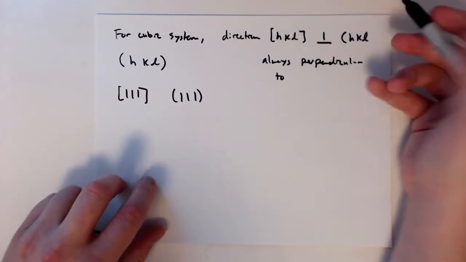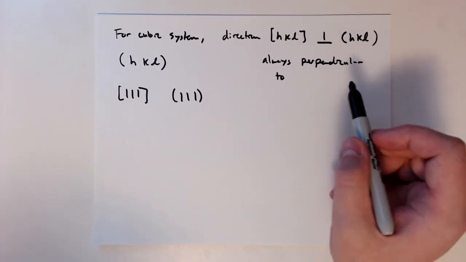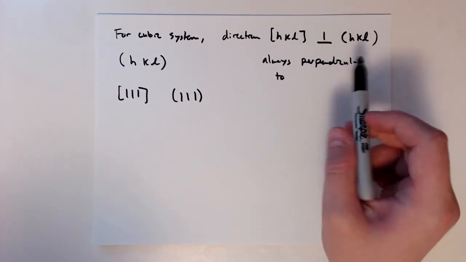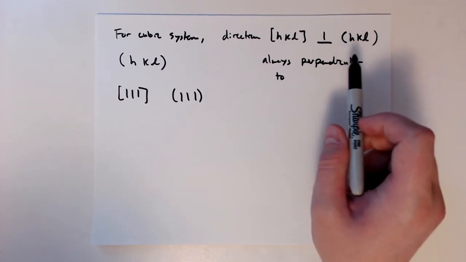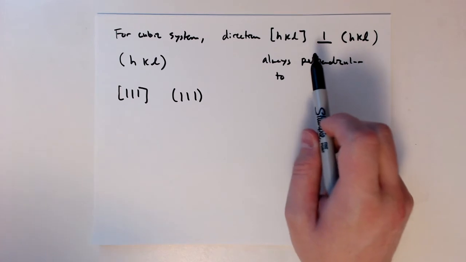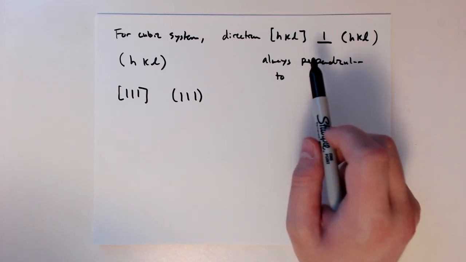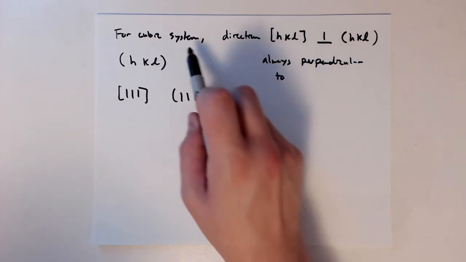And this is part of the reason why we choose to represent planes in the way we do. So that if we're talking about this relationship, we know that these planes are perpendicular to the direction in cubic space.